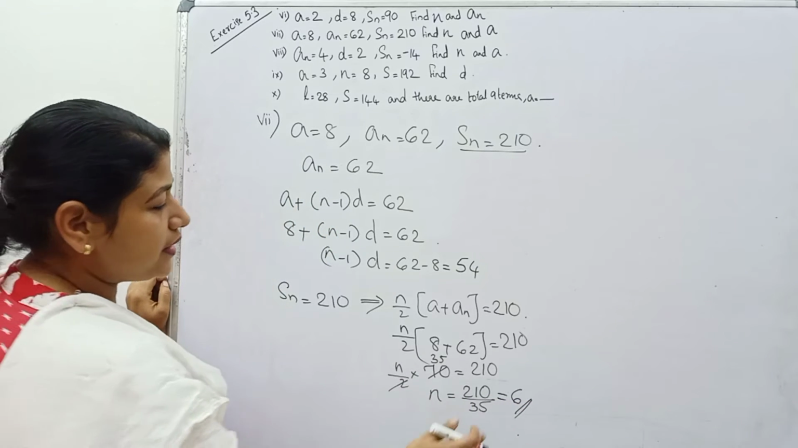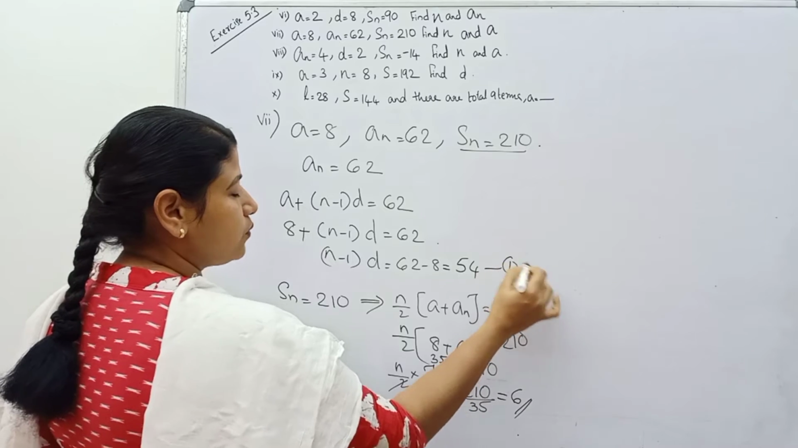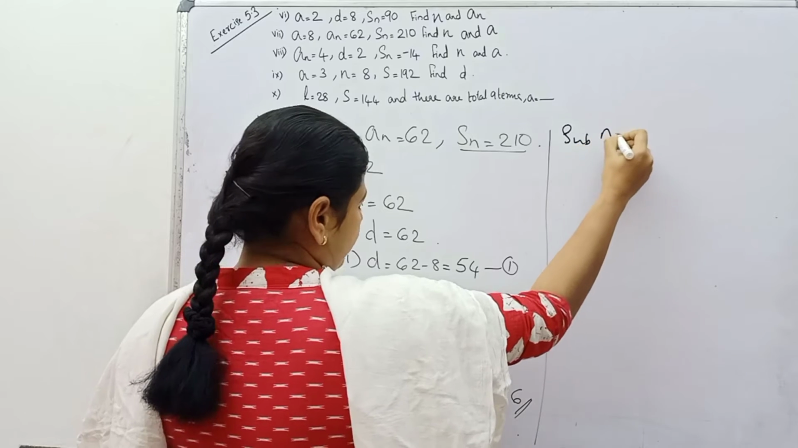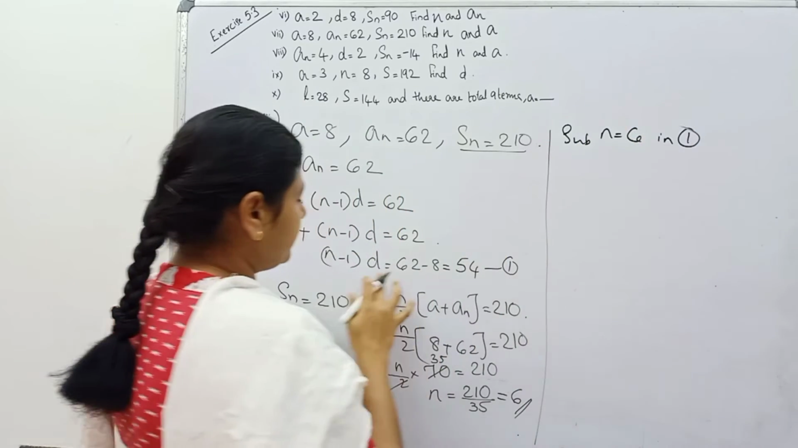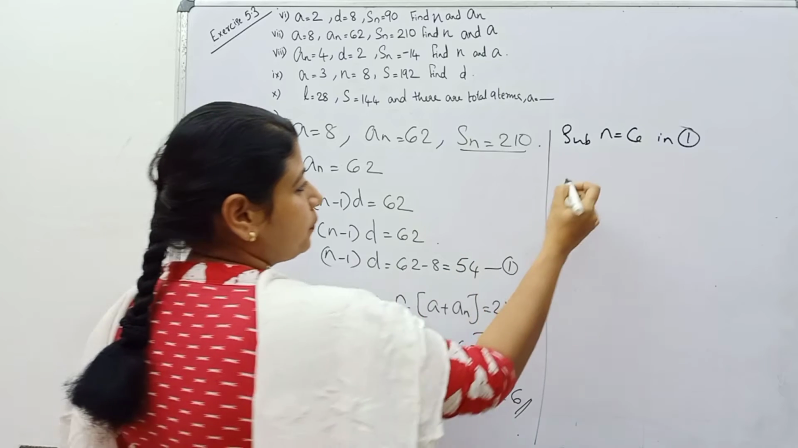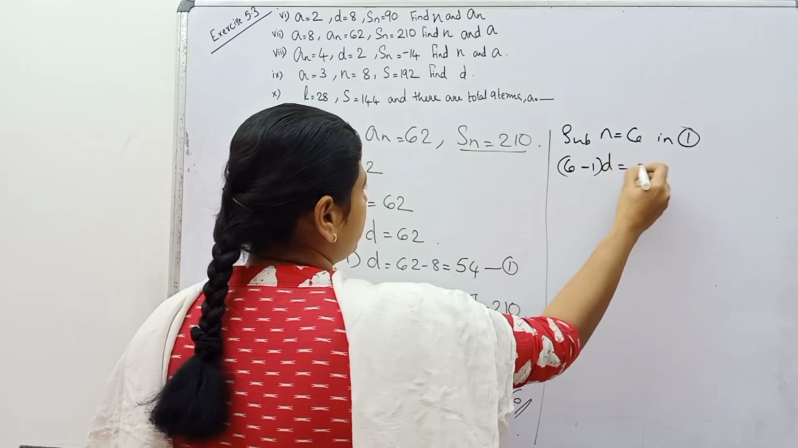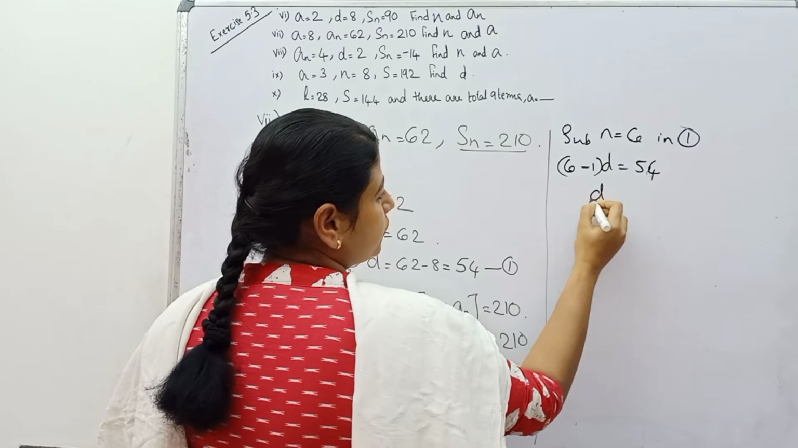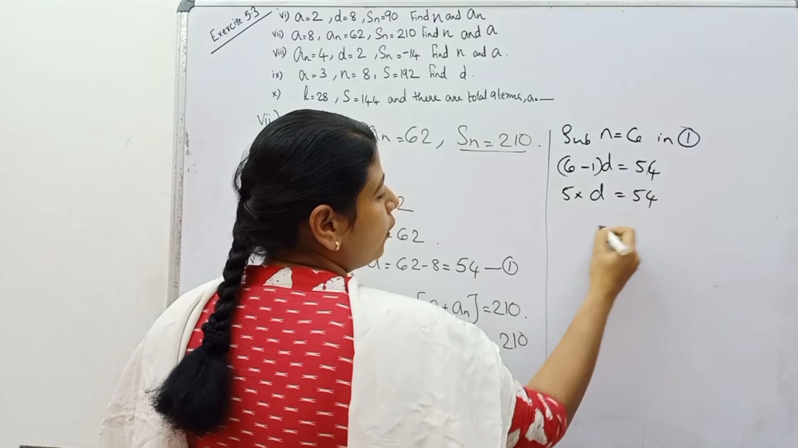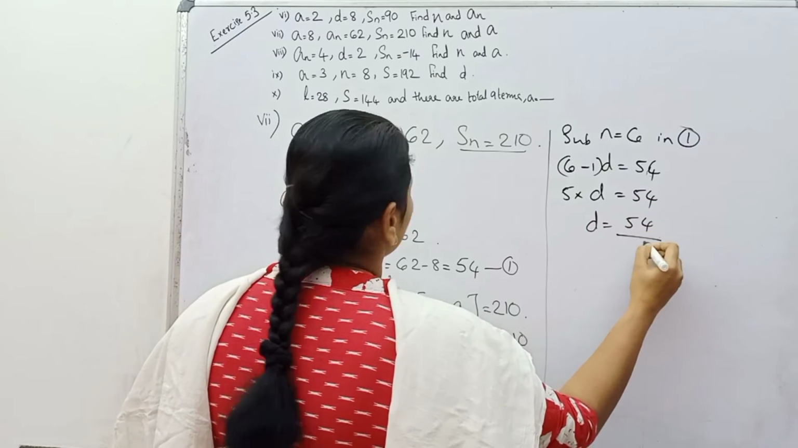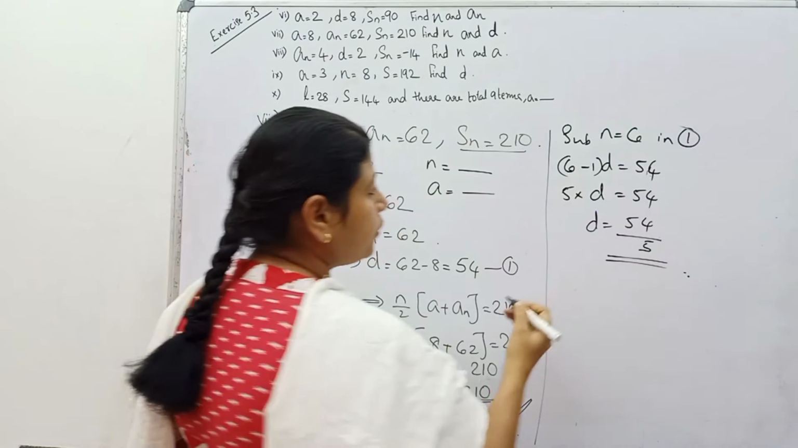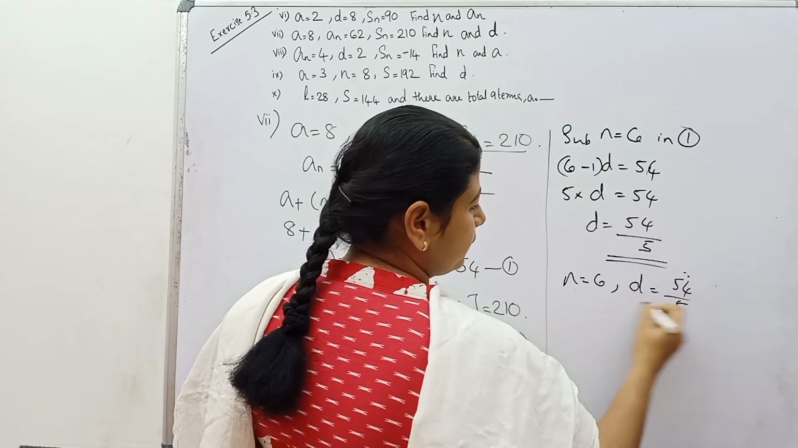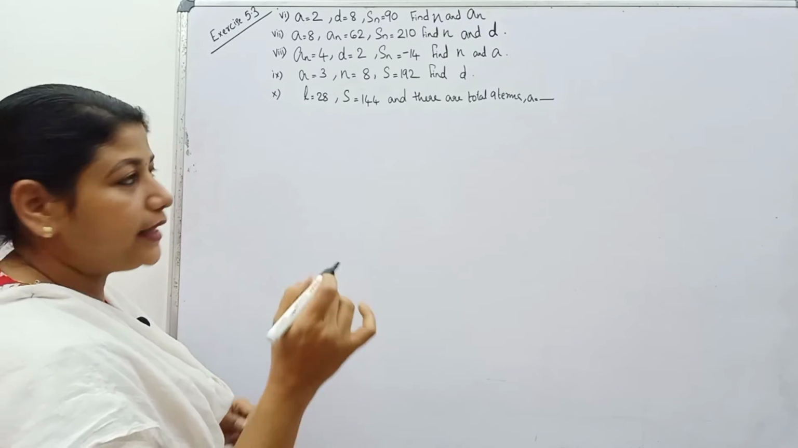Now we can substitute this 6 in this equation. Substitute the value of n in the first equation. Substitute n equal to 6 in 1. Then you will get n minus 1 into d is 54, so 6 minus 1 into d is 54. Or 5 into d equal to 54, or d equal to 54 by 5. Okay, 54 by 5. So now we got n as 6 and d as 54 by 5. Okay, next, 8th question.